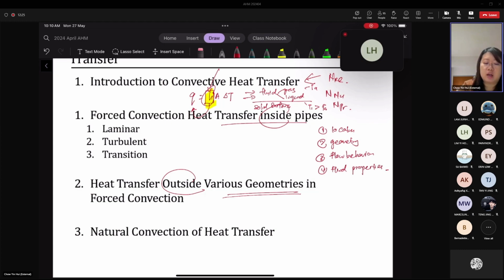The second part we are going to look at is correlations for calculating the H value for convection in pipes, whether in the laminar, turbulent, or transition region. After that, we are going to look at heat transfer outside various geometries, which cover the plate, sphere and cylinder, flow past outside a cylinder, and banks of tubes. The last part would be the correlations for calculating the H value for natural convection. So these are the 4 parts that we are going to discuss today.